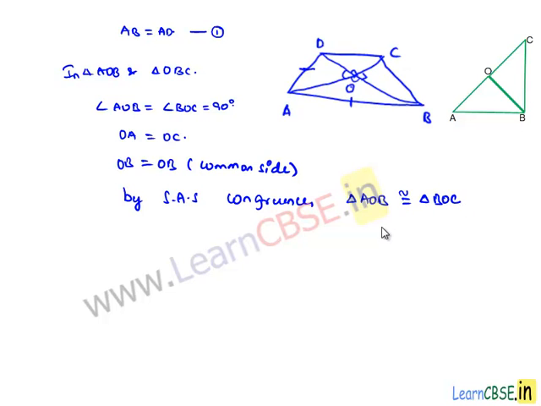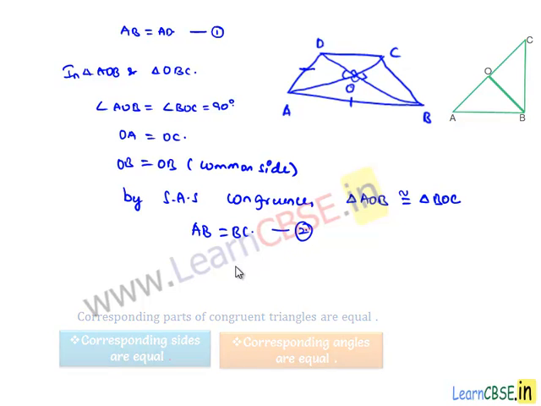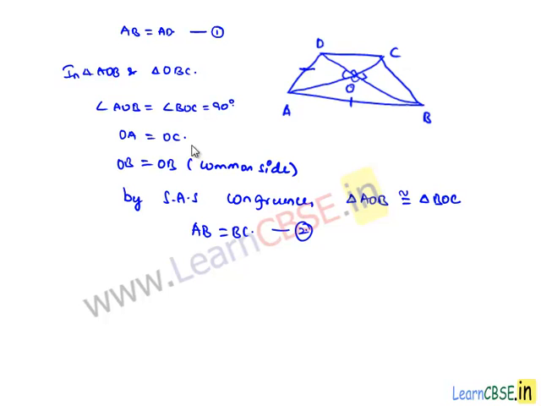And finally we can say from this, when two triangles are congruent, then their corresponding sides and corresponding angles will be equal. So therefore here the corresponding sides AB will be equal to BC. Let us name it as equation number 2. Then from equation 1 and 2 we get AB is equal to BC is equal to CD. Let us name it as equation number 3.